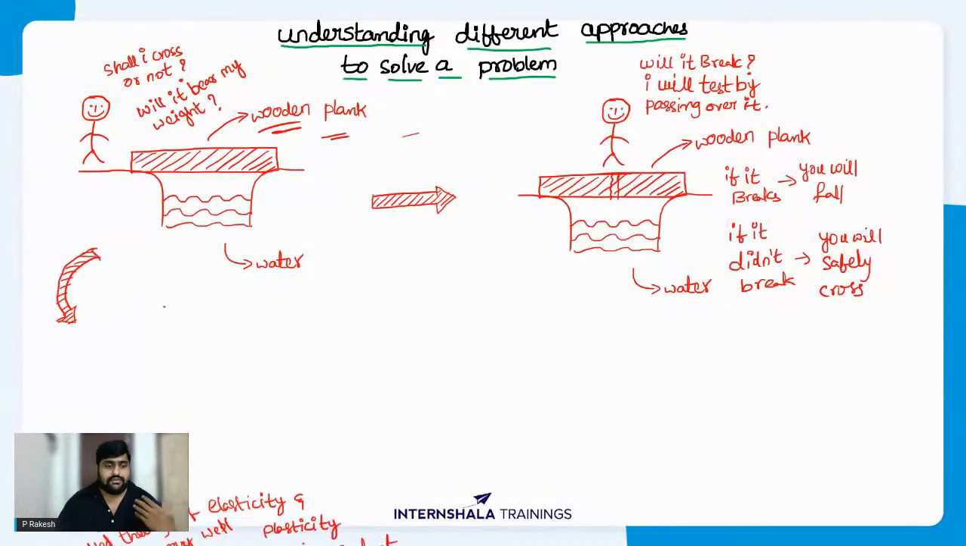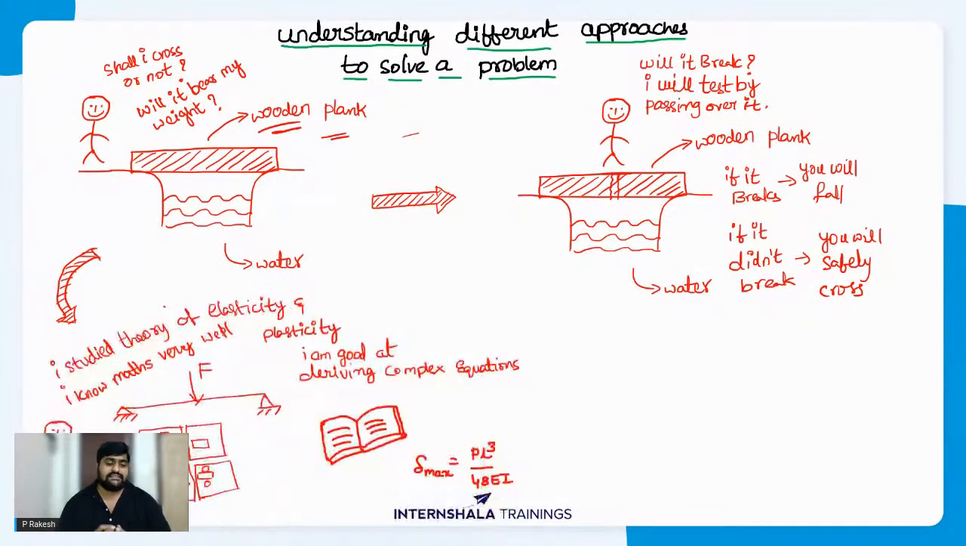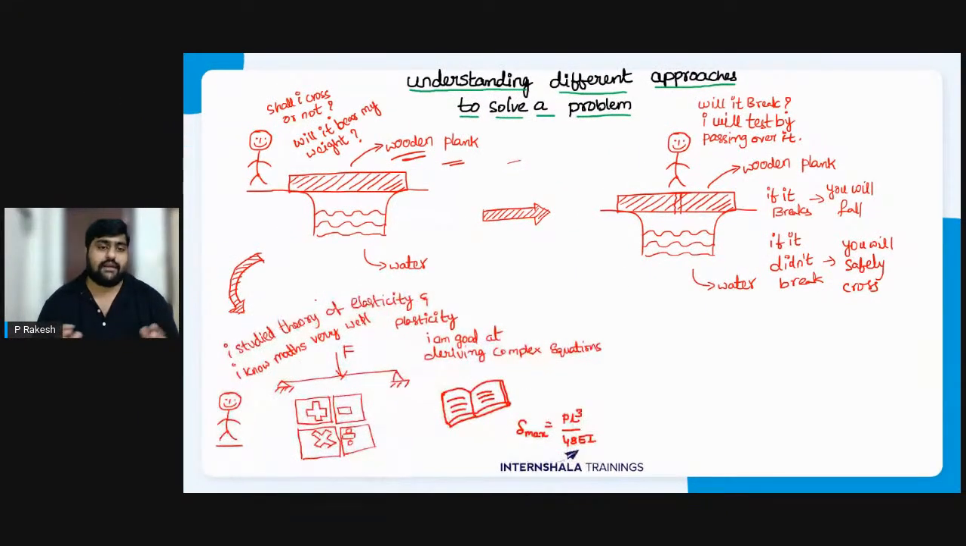Now, coming to the second approach. In the second approach, I have a lot of creativity. I know a lot of mathematics and I can simplify complex systems. So I will simplify this entire wooden plank into a system something like this. We have two supports and this is the force, or let us say the weight of this particular person. So I have simplified this system into such a kind of system.